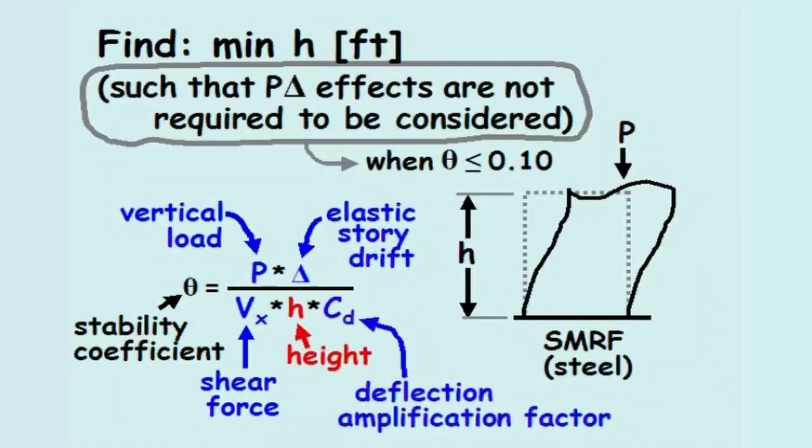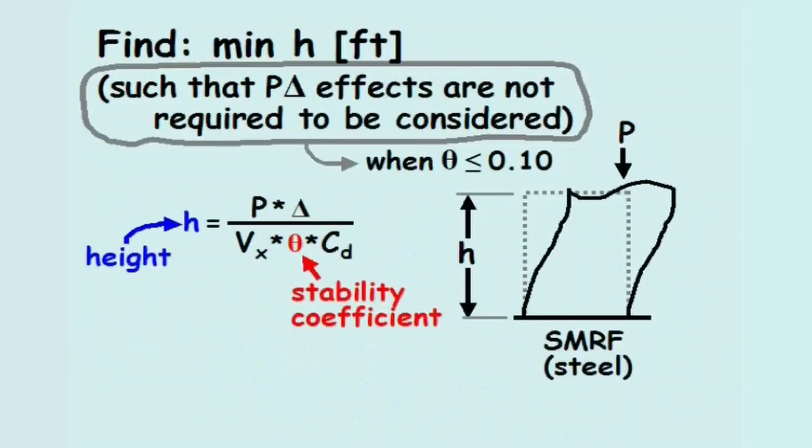Since the question asks to find the height, h is isolated on the left-hand side of the equation, and the stability coefficient will be assigned the value of 0.10. Since 0.10 is the largest stability coefficient such that the P-delta effects are not required to be considered, it will therefore minimize the value of h.